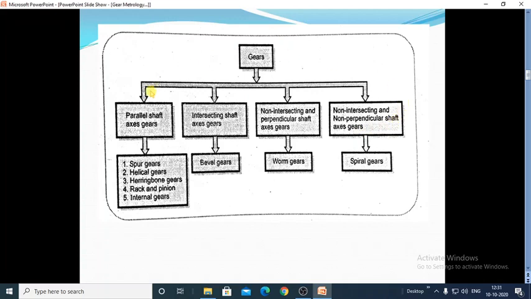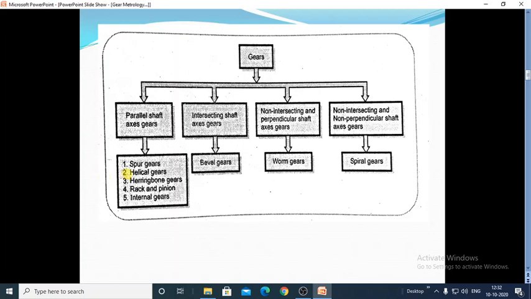Now let us see the first one, parallel shaft axis gears. In this type we use spur gears, helical gears, herringbone gears, rack and pinion, and internal gears. That means when the input and the output shafts are parallel, at that time we use these gears: spur gear, helical gear, herringbone, rack and pinion, and internal gears. That is when the axes of the input and output shafts are parallel.